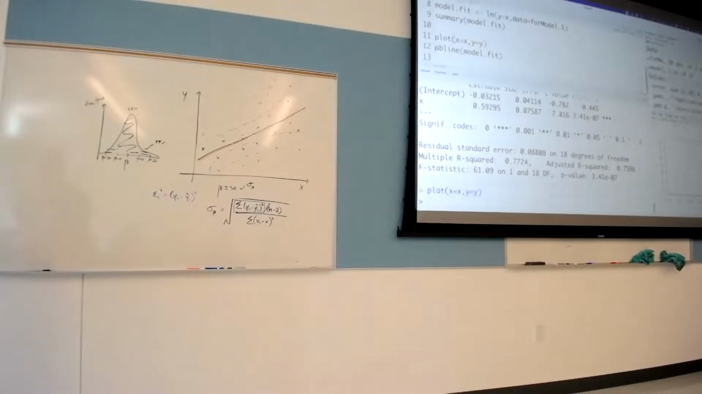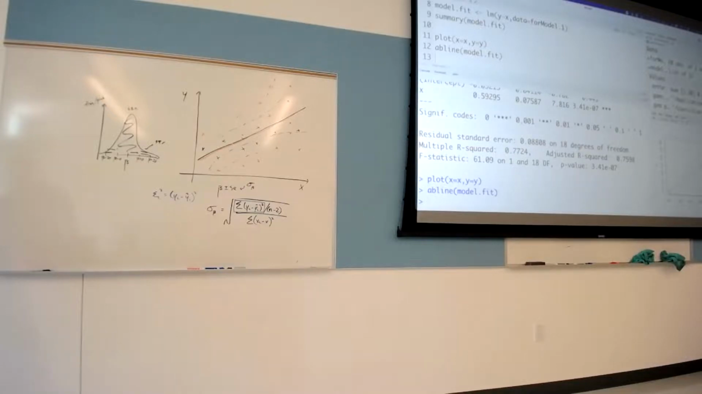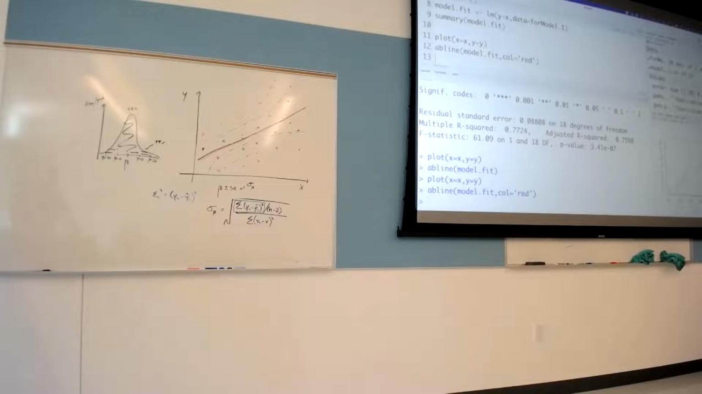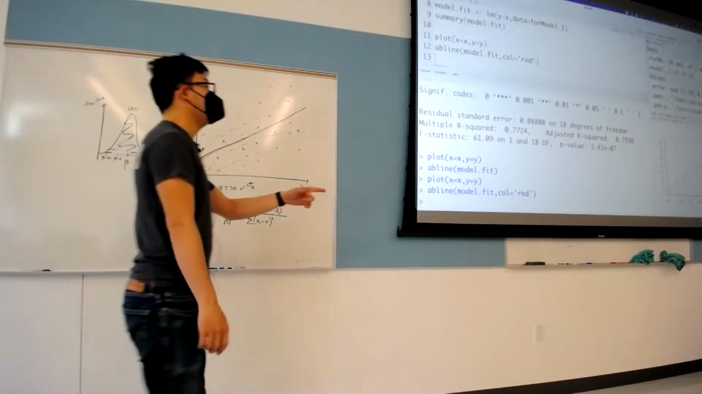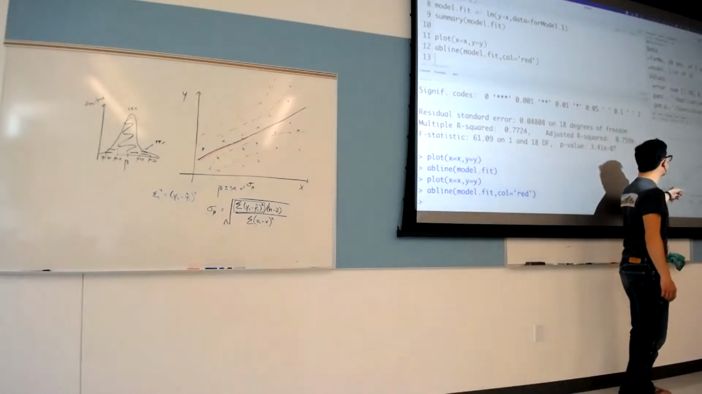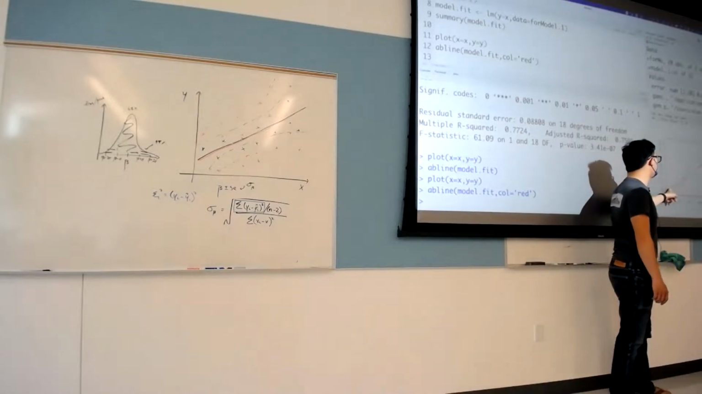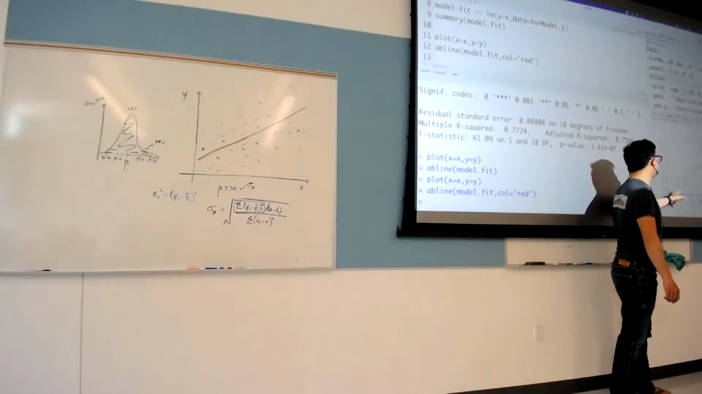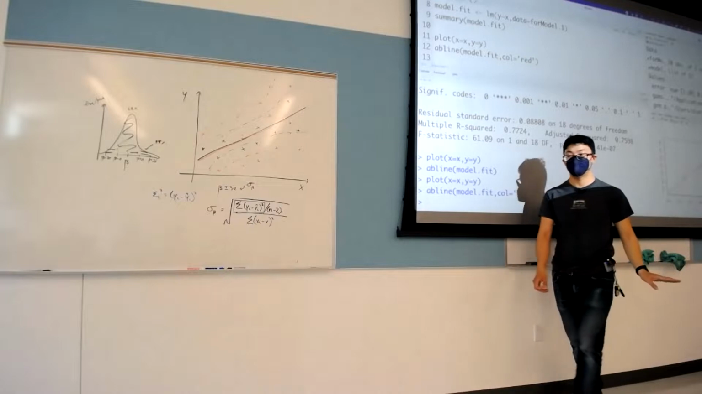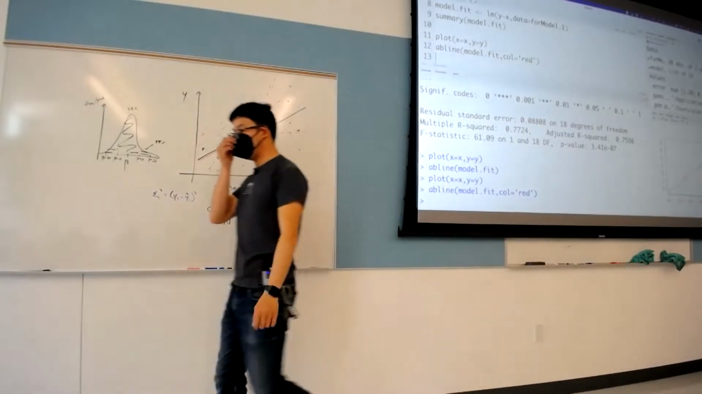So I run my plot again, should be the same thing. And I run my model fits. Actually, let's say I want it to be the color red. So it'll look like that. So we can see here, now we are able to plot our line based off of the estimated coefficient against all of the points in the x and y.